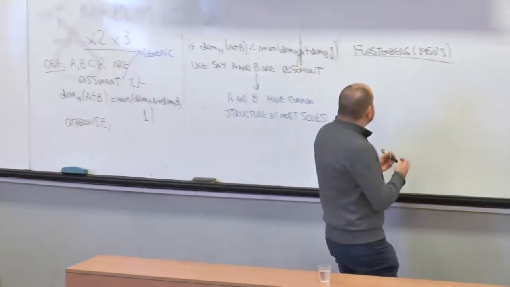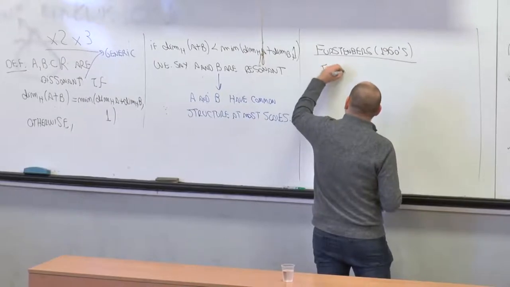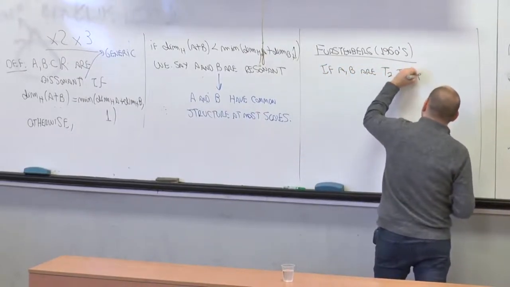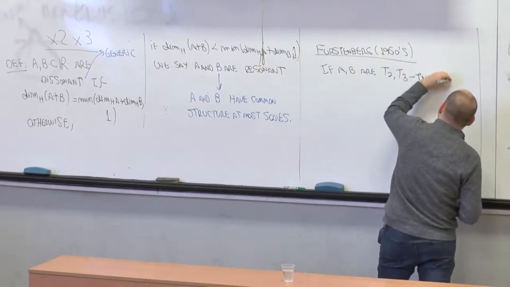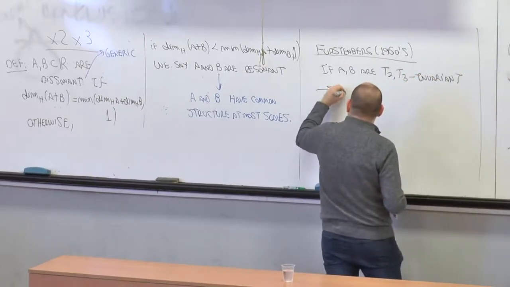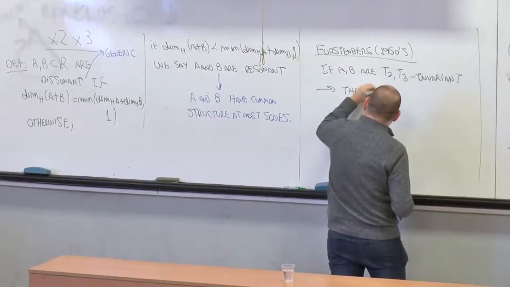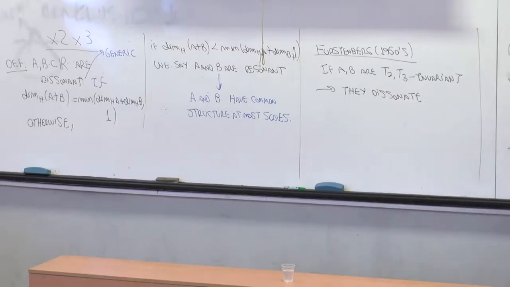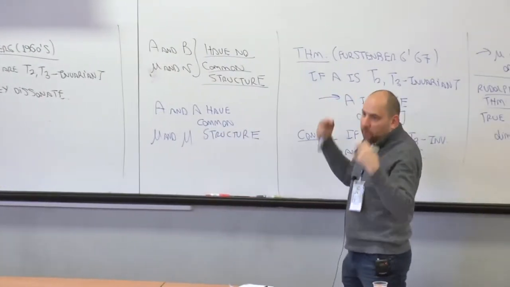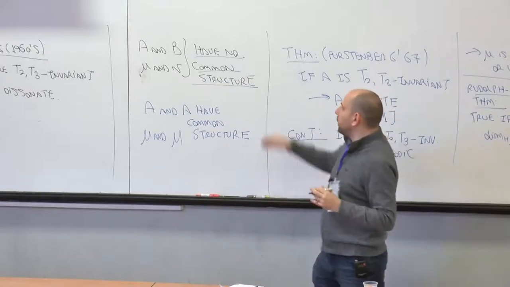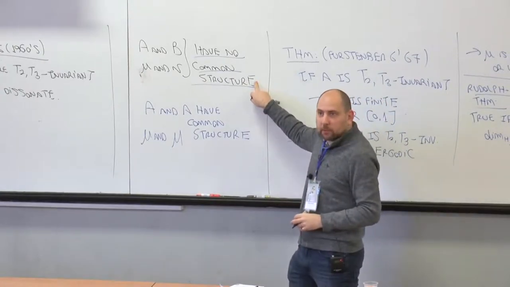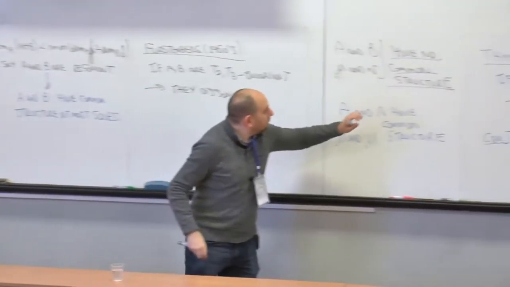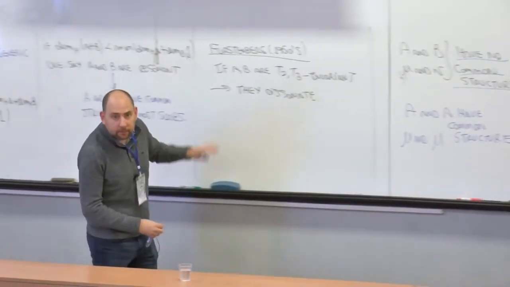Okay. So the conjecture is that if A and B are times 2 and times 3 invariant, then they dissonate. And again, this is in accordance with the general principle, because if they resonate, they have a lot of common structure, and this shouldn't happen according to this principle. So it is one possible way, among many others, to make this principle concrete.